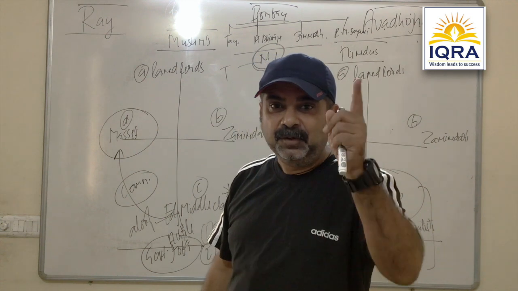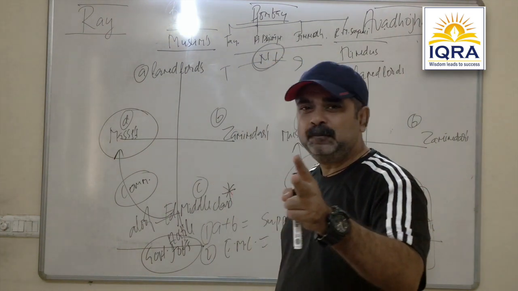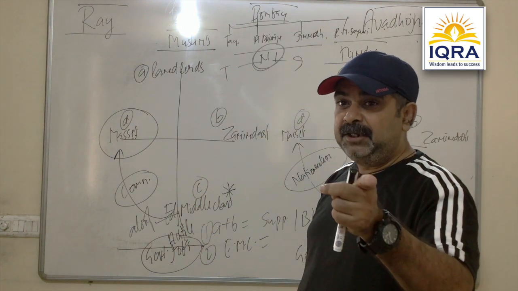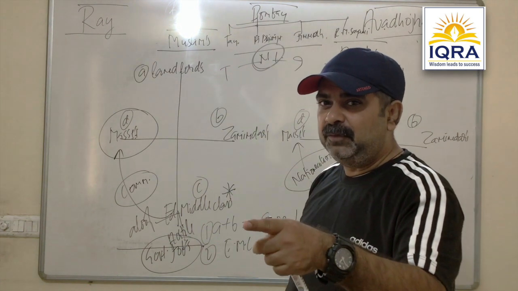So the first reason: role of the government. Second reason: condition of Muslim masses and role of Sir Syed Ahmad.